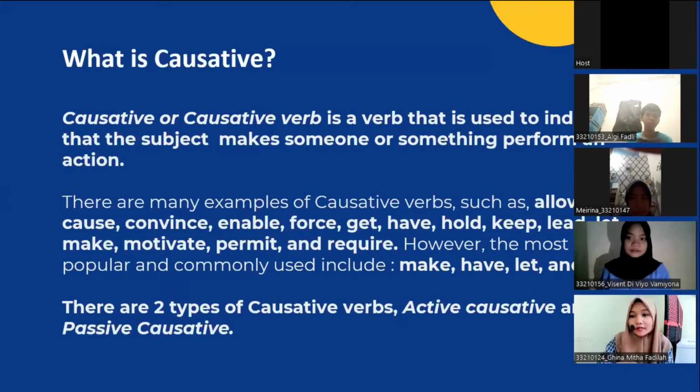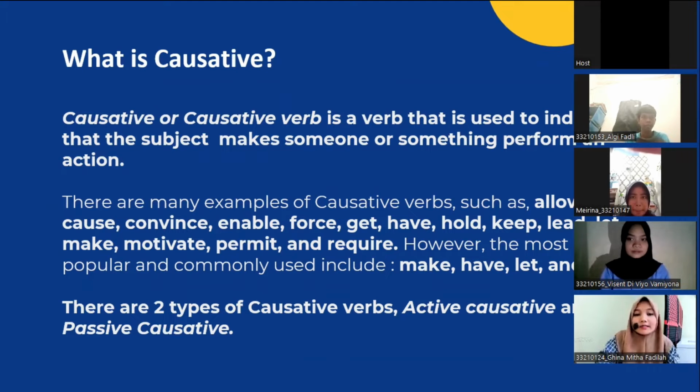So what is causative? A causative verb is a verb that is used to indicate that the subject makes someone or something perform an action. So when making a sentence in English, the subject is not always the one doing the action himself, but we can make sentences that show other people doing the action with a causative verb.